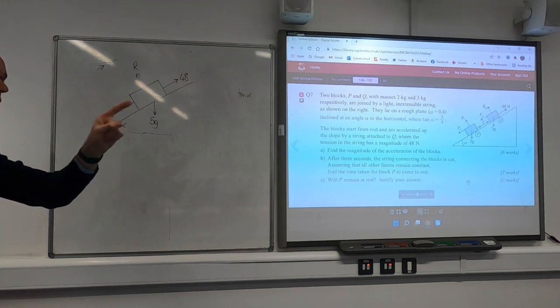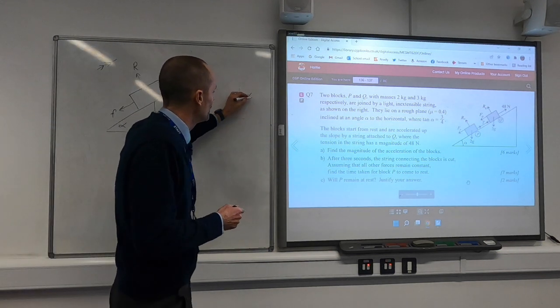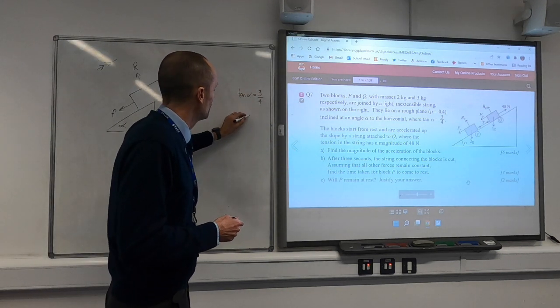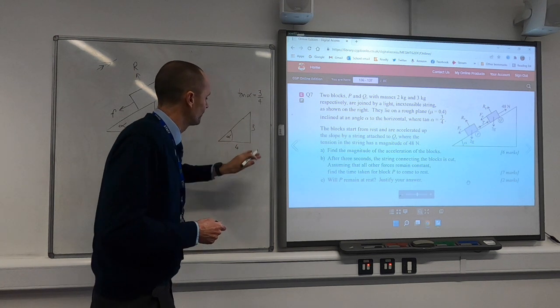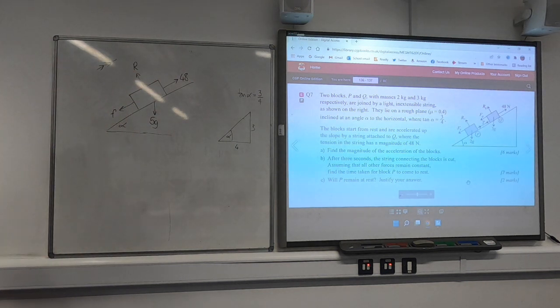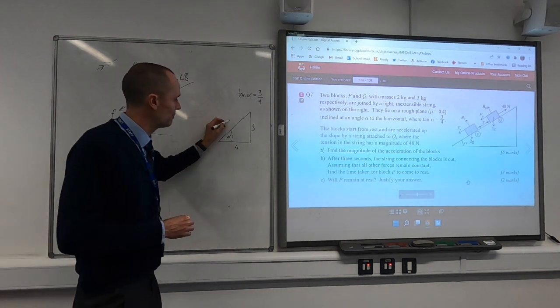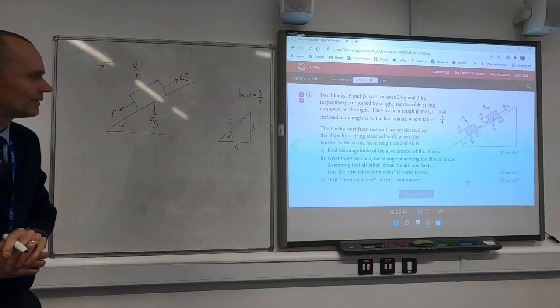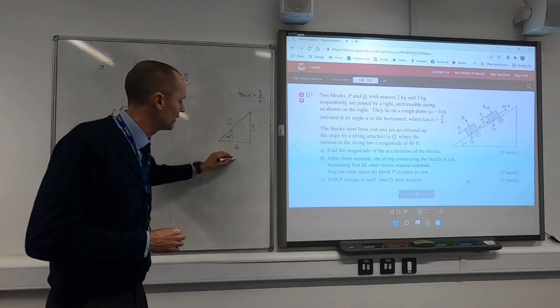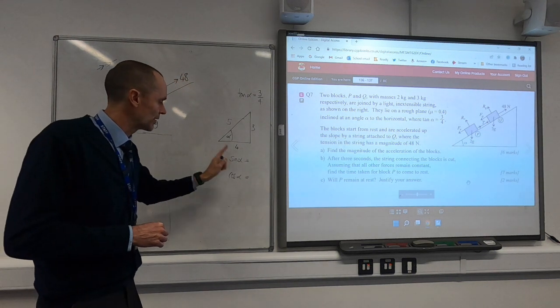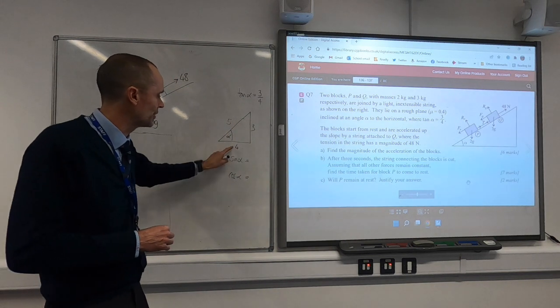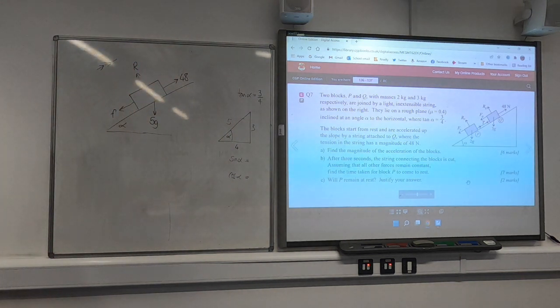However, we know it's acute. We know this angle here is acute. So what we can do is say, okay, if it's 3/4, that could come from a triangle like that. And if that's true, then Pythagoras tells me that that's 5. So I can work out sine alpha and cos alpha. Sine is opposite over hypotenuse, and cos is adjacent over hypotenuse. So go on, see if you can go through the process here.